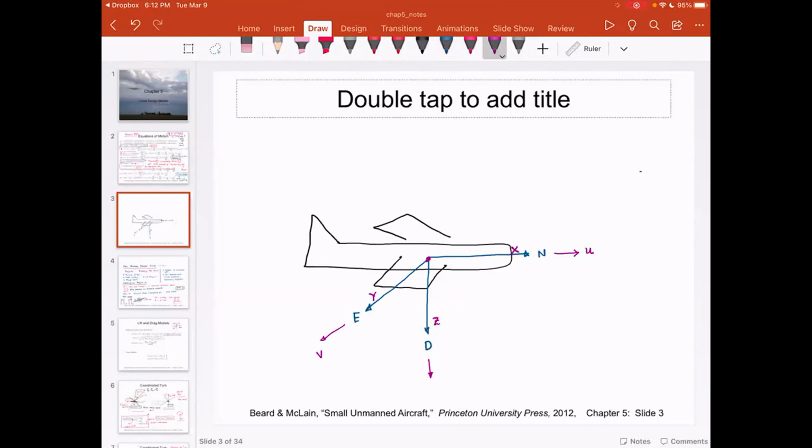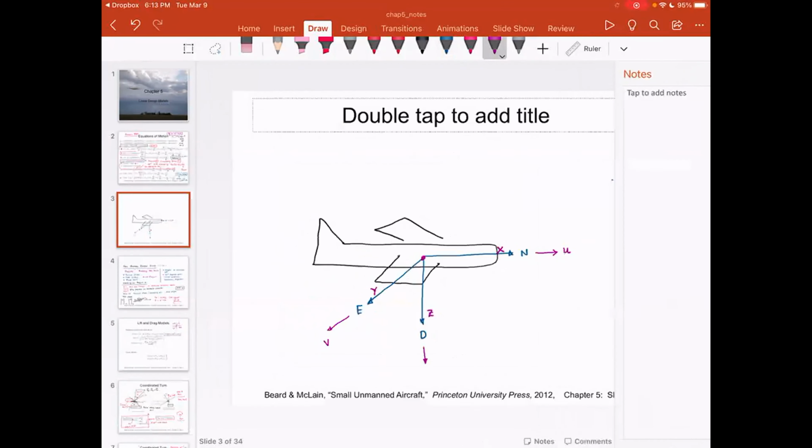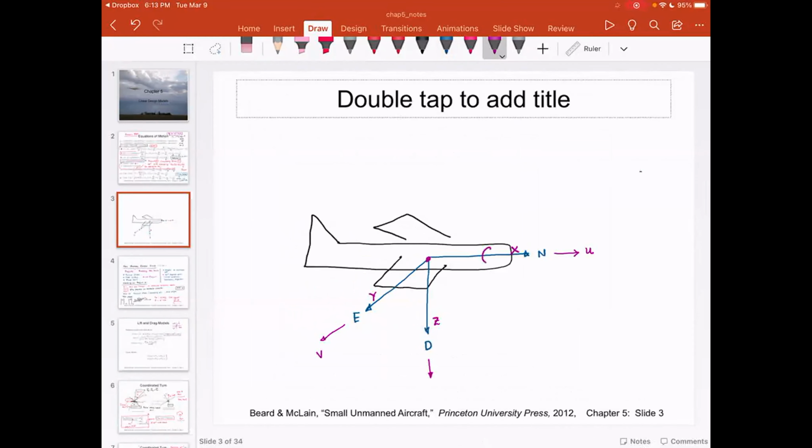Now we again have the rotations: rotation about X, rotation about Y, and rotation about Z. So I have phi, which is roll. Then I have theta, which is pitch, and going down, what we have is yaw, that is psi. So this is roll, pitch, and this is yaw.